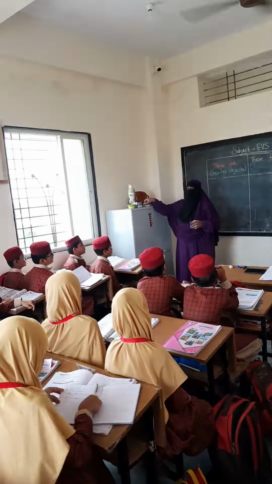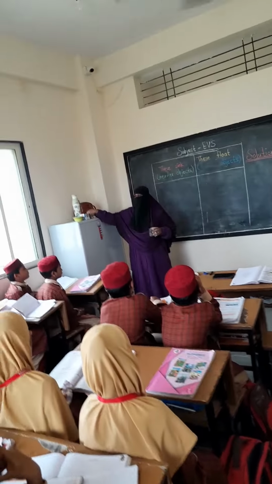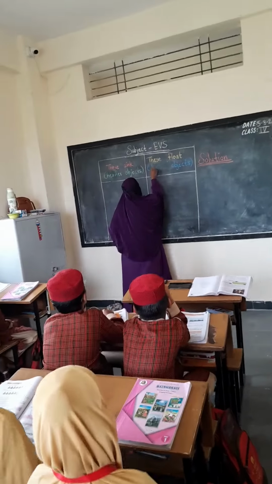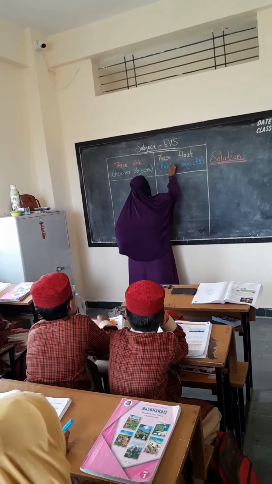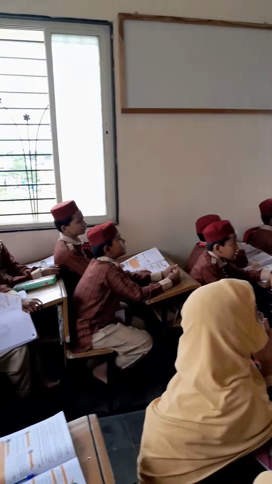Understood it? And next is these float. So which objects are going to float? Which are lighter. Lighter means whose weight is less. Now you will understand this with the help of an experiment.